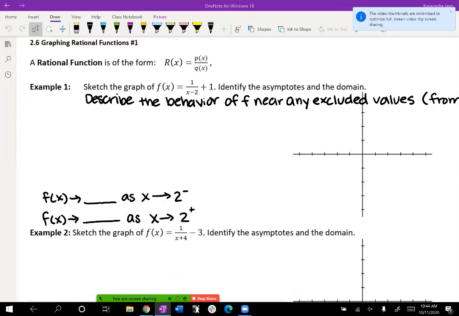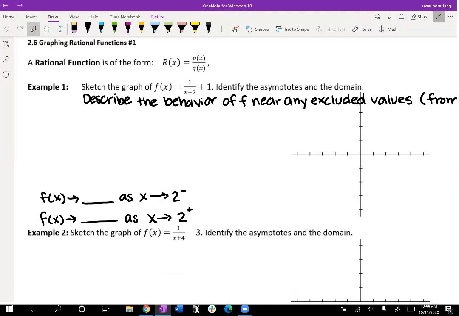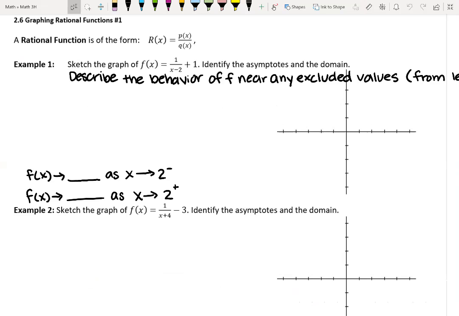Hey guys, let's take a look at 2.6, graphing rational functions, part one. We are going to do, again, rational functions, as in I've got some polynomial over another polynomial.